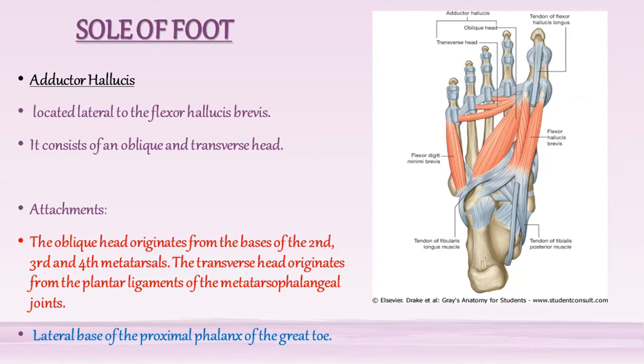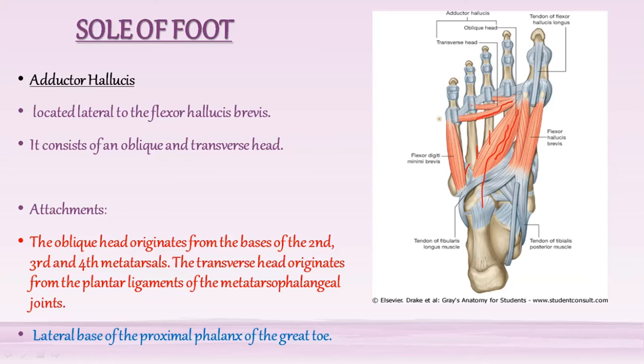The second muscle is adductor hallucis, which is located lateral to the flexor hallucis brevis. Now this muscle again consists of two heads. This is the oblique head and this is the transverse head. The oblique head originates from the base of the second, third and fourth metatarsals, whereas the transverse head originates from the plantar ligament.